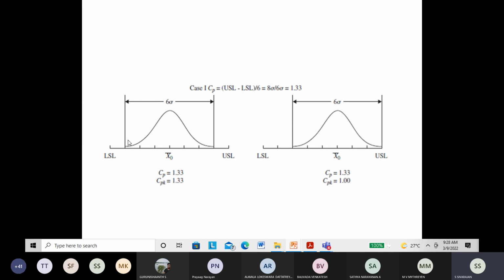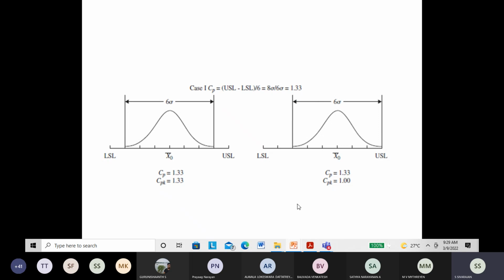So here, I'm taking from X bar, USL to X bar, 1, 2, 3, 4 sigma. I told you CPK means 3 sigma. So USL to X bar is 4 sigma divided by 3 sigma, 1.33. Same way this side also. X bar to LSL, there are 4 sigma divided by 3 sigma, you will have 1.33.